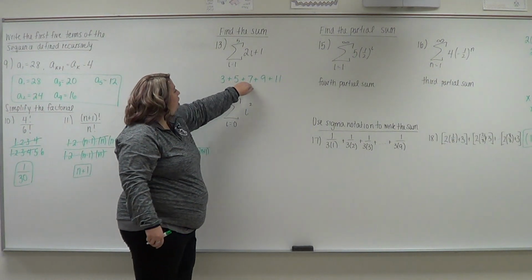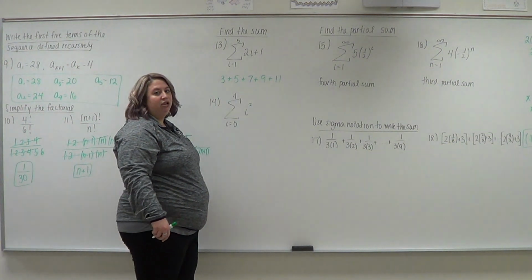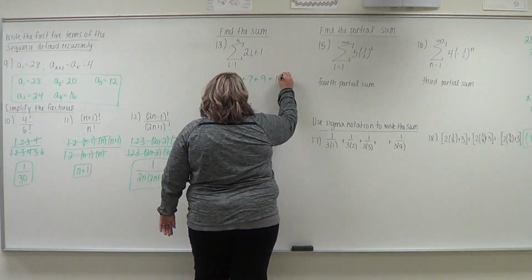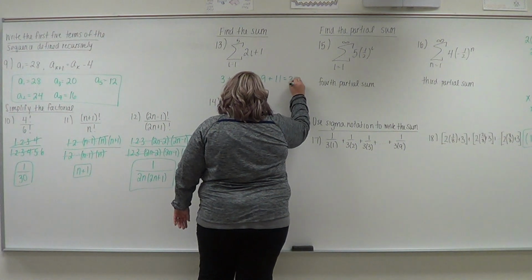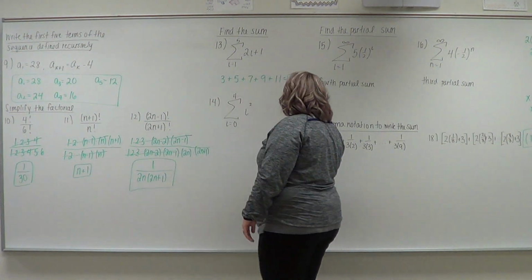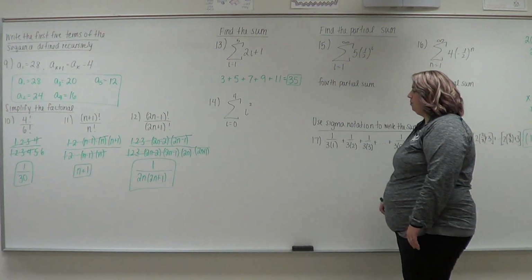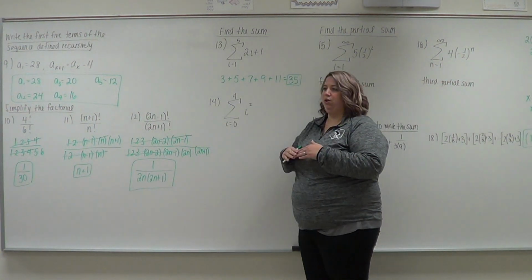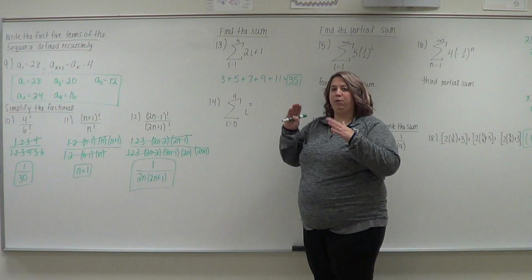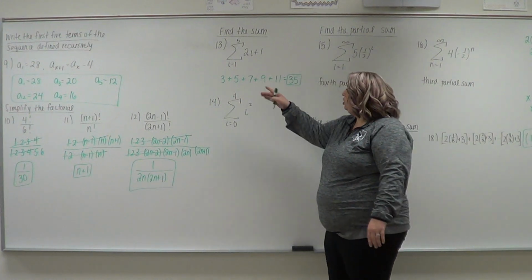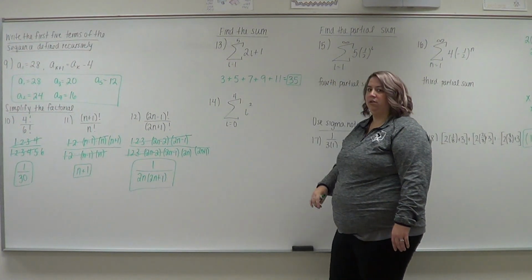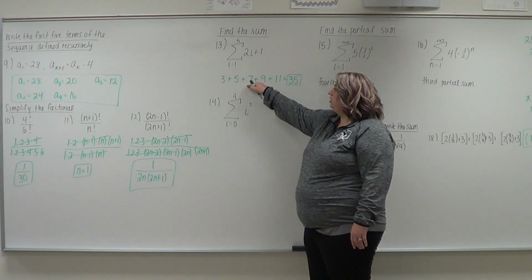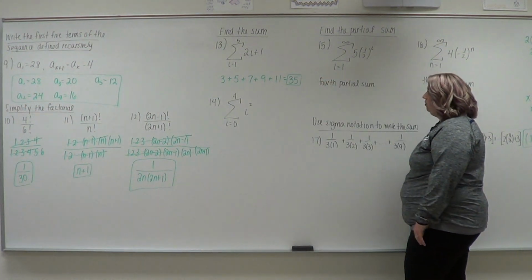Then you're going to take all of your answers and add them together. So if I add these together, we would get 35. So you start by plugging in the bottom number, you finish by plugging in the top number, you plug in all the numbers in between, and then you add them all together. That's how you find the sum. And this is called a series. Series is when you add them all together.